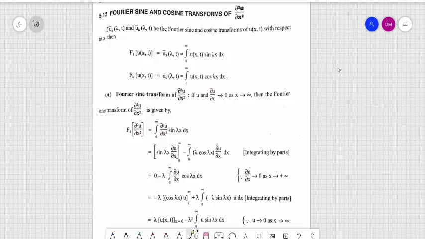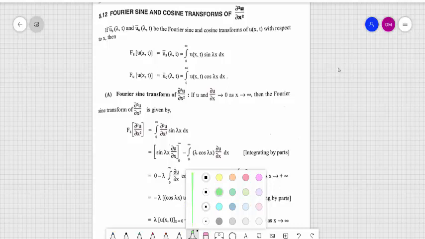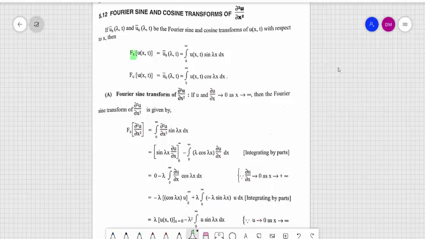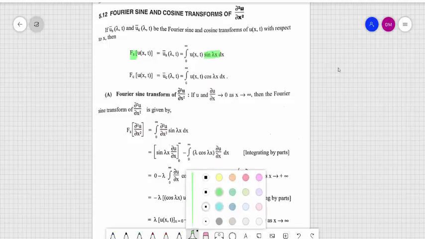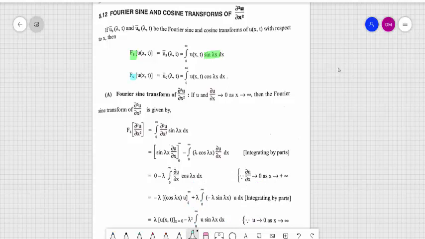Whenever we discuss sine, then sin(λx) dx arises. When we discuss Fourier cosine, then cos(λx) dx. These are the notations. For the Fourier transform, this will obviously be U_c bar for the cosine transform, U_s bar for the sine transform, and the general transform is U bar only. Note. Now again focus on this part A.